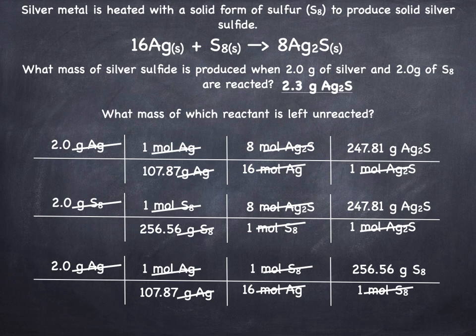Again, we're going to take silver and convert it to moles. We're going to take the mole ratio, 1 to 16, and then we're going to convert that to grams of sulfur. And once we get that number, we expect it to be less than 2.0 grams, which is how much we have, and then we're going to subtract that number from the 2.0 grams. And what we find is that there will be 1.7 grams of S8 left over. And so that is your amount of unreacted sulfur.